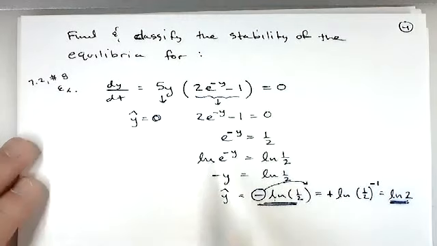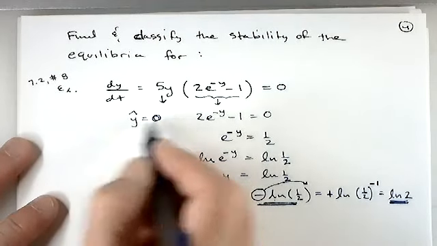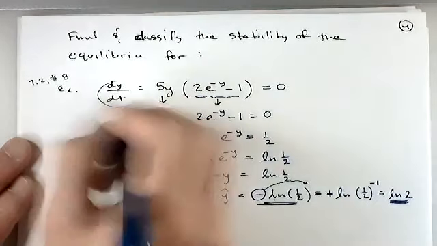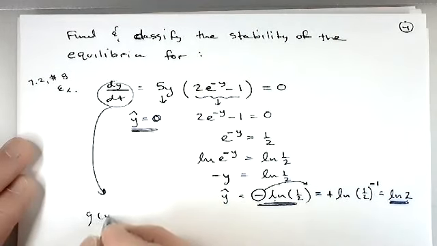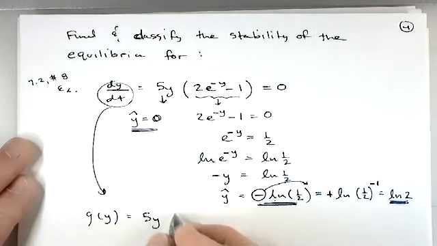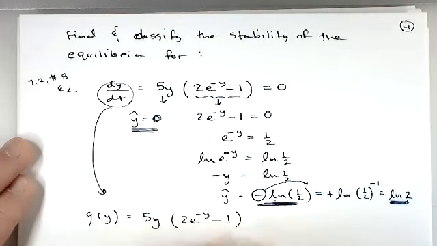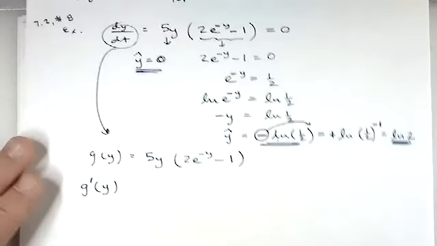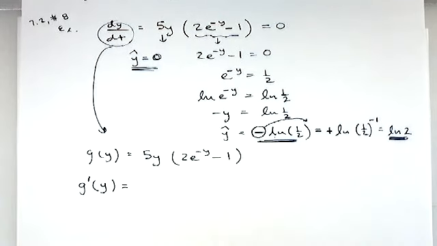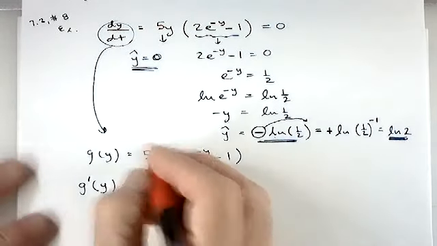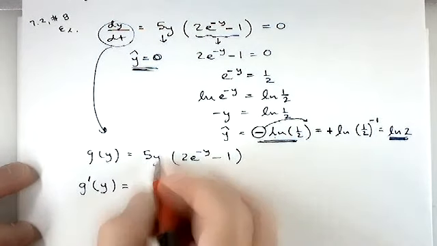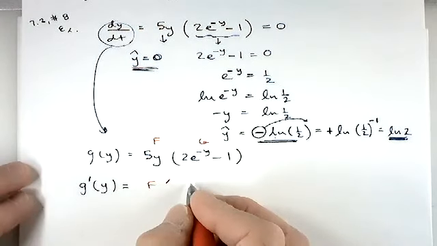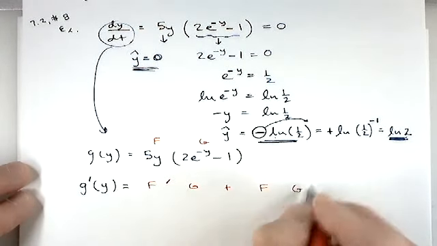All right, so now, since we're not going to graph this, we need to figure out whether each of these equilibria is stable or unstable. We'll call this g of y, 5y times (2e^(-y) minus 1). And what we need to do is take the derivative. Unfortunately, this is a product, isn't it? These are two different functions. So we're going to need to do the product rule: f prime g plus f g prime.